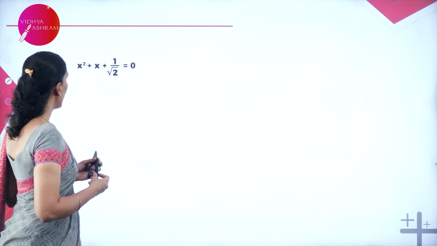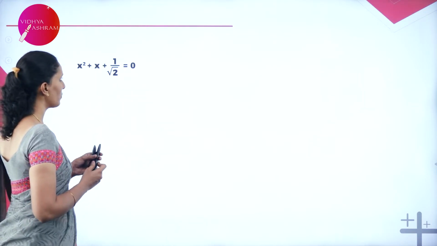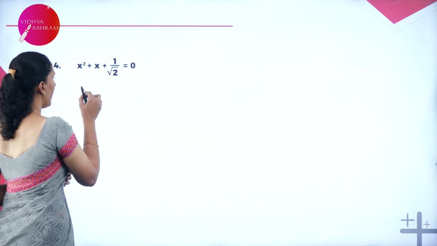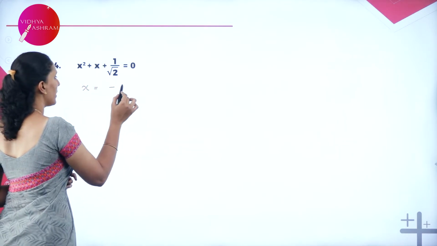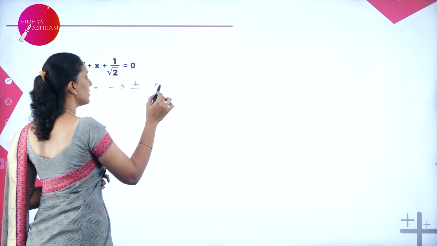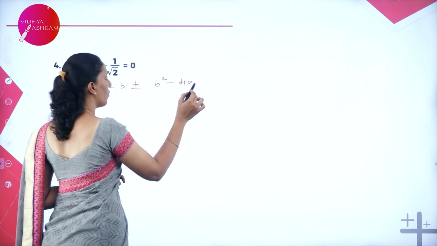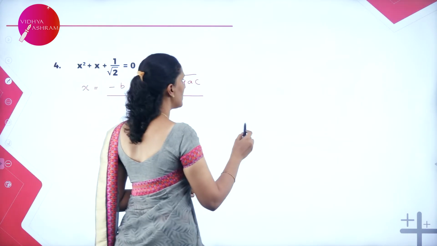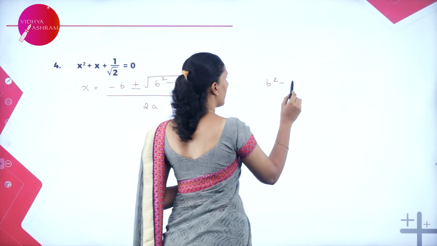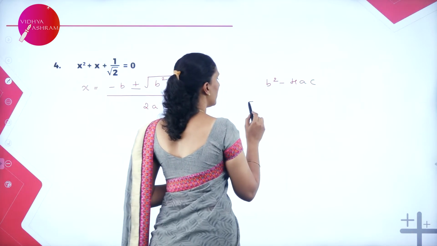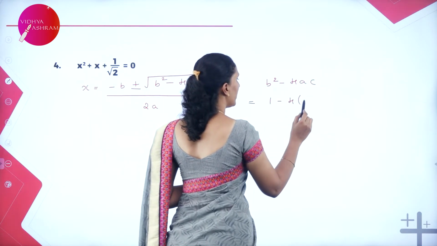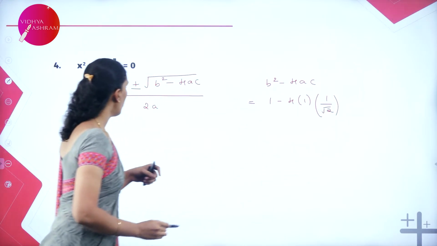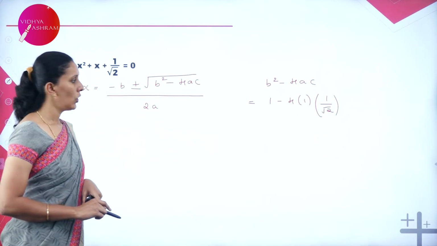Next question, x square plus x plus 1 by root 2 is equal to 0. So here x is equal to minus b plus or minus square root of b square minus 4ac whole divided by 2a. Let's solve the discriminant, b square minus 4ac. So 1 minus 4 into 1 by root 2, because the value of c is here 1 by root 2.